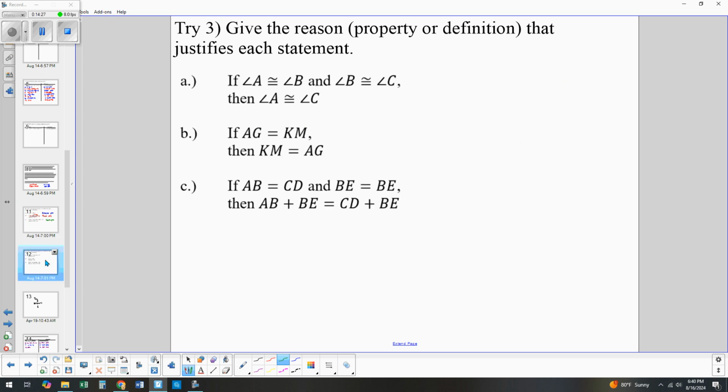So here's try 3. You can pause it if you'd like. Answers are posted online. But that is actually the end of our first day of Chapter 2.